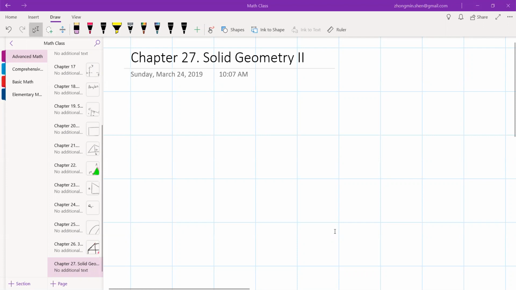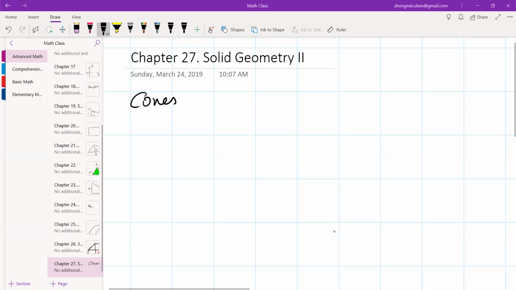The reason it's put in the last part is it requires the knowledge we already learned about circles and the Pythagorean theorem. We use that for the information. In the last class we studied cylinders, rectangular boxes, and prisms. This time we're going to study cones and spheres.